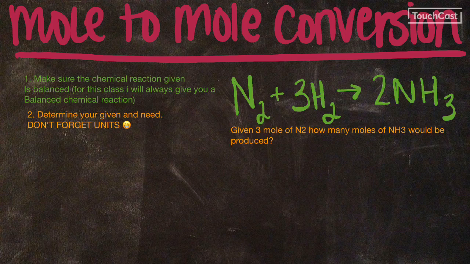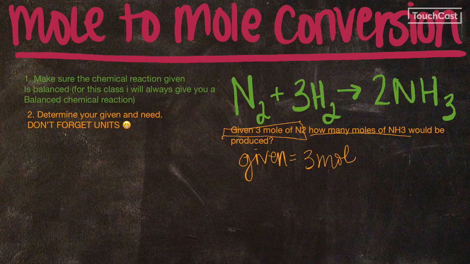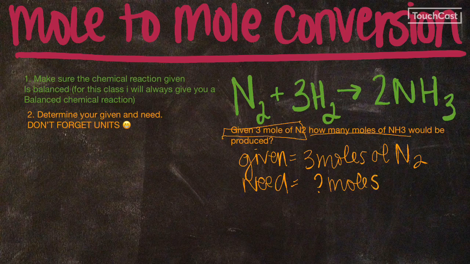Our next step, when we're given a problem, is to determine my given and my need. And so, if you see, the question reads that you are given 3 moles of N2, and you're looking for how many moles of NH3. So my given equals 3 moles of N2, and I'm looking for, or my need, is some number of moles of NH3.